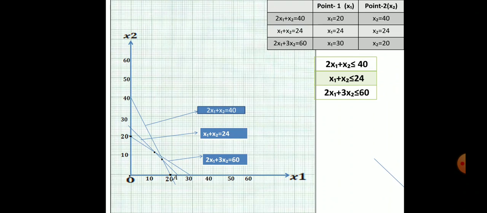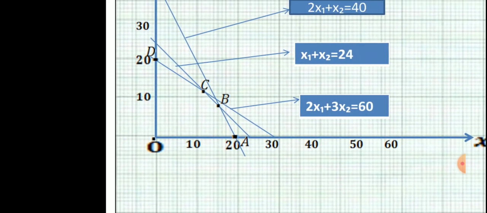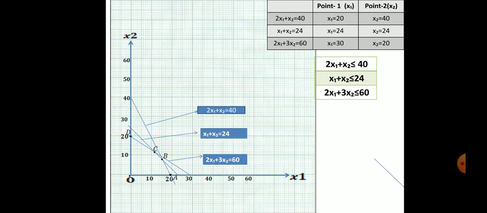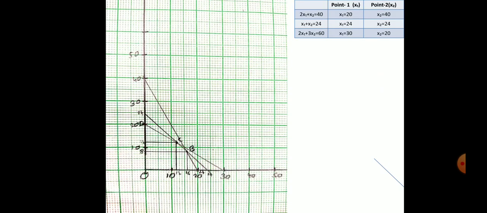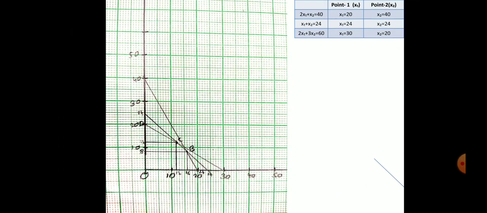So we will give a name to each point: 0, A, B, C and D. You can clearly see that. These are the feasible region. Next we have to find where the lines actually meet; those are the extreme points. I have drawn it on the graph sheet so that you can correctly identify where the lines meet: 0, A, B, C and D.